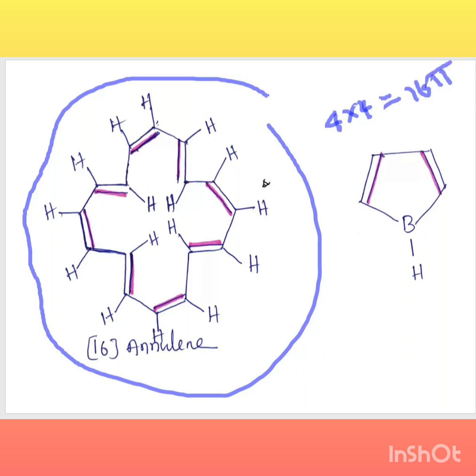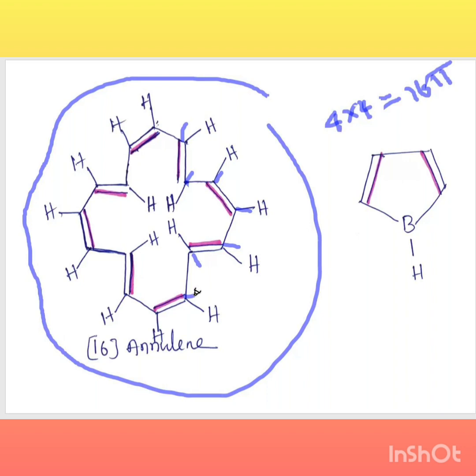There is no change in the properties for the aromatic and anti-aromatic, but the principle is changed. It follows the 4n pi rule. The compound must be cyclic, must and should be cyclic, and each atom shows sp2 hybridization. Look here, each atom is sp2 hybrid. A double bond is there, so it is sp2, sp2, sp2, and each atom shows the same hybridization in that molecule.